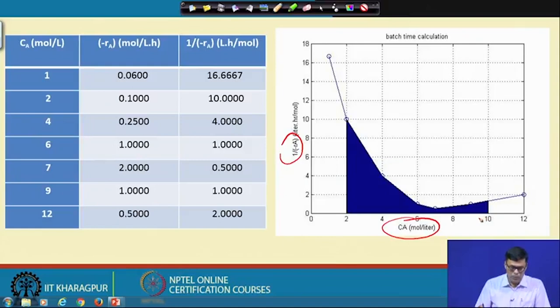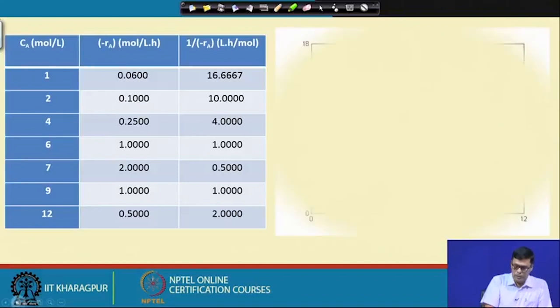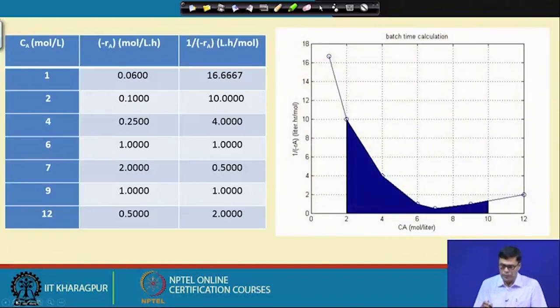So in this problem, we have to reduce that 10 moles per liter to 2 moles per liter. Am I right? This is 10 moles per liter, and this is 2 moles per liter. This is the curve that we have, and you have to calculate the area under this curve.